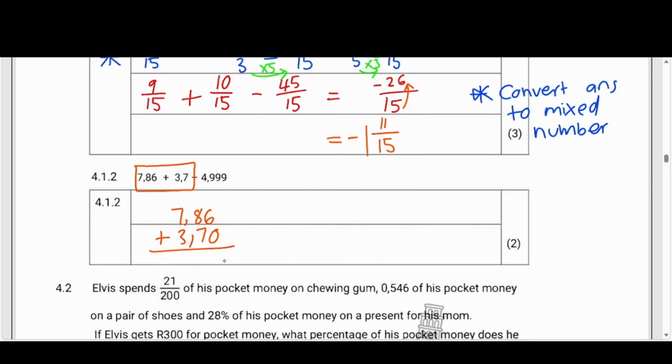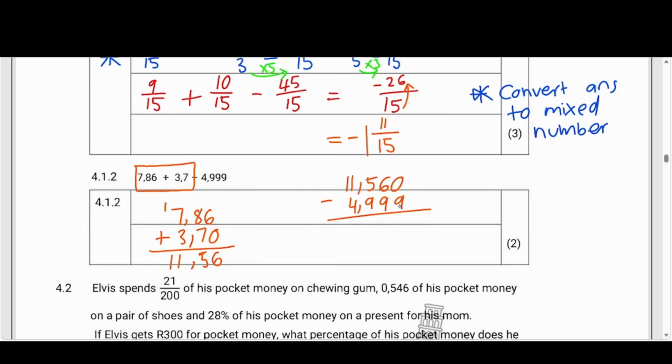Let's add these. So 6 add 0 is 6. 8 add 7 is going to be 15. Carry the 1. 1 add 7 is 8. 8 add 3 is 11. We got 11.56. Then we are going to take away that 4.999. So 11.56 take away 4.999. We don't have anything there, so we're going to put a 0.